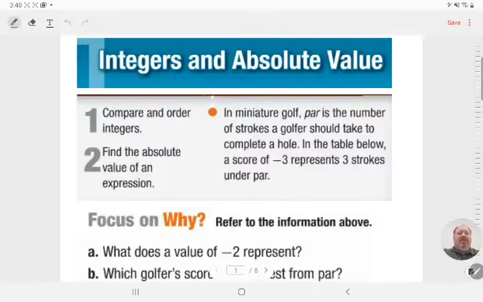Okay, so today we're talking about integers and absolute value. So we're going to compare the order of integers and find the absolute value of an expression.